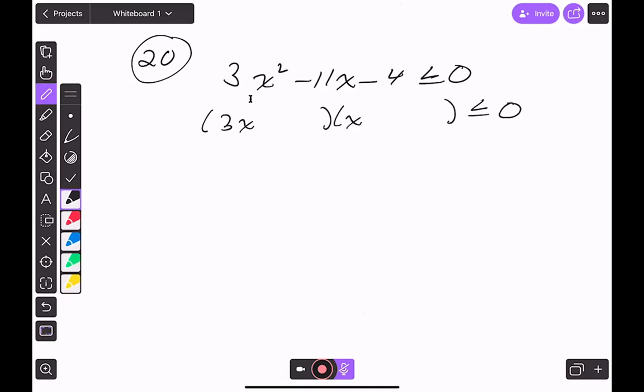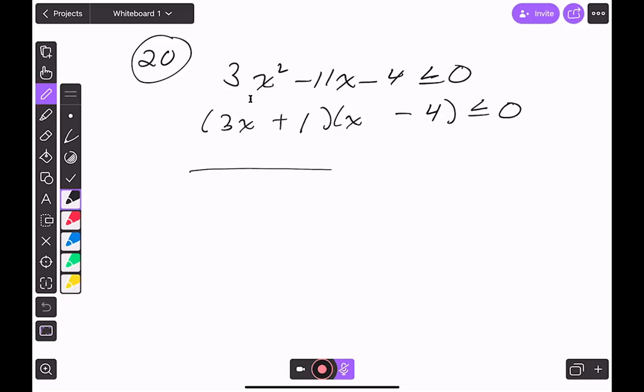I'll say 3x and x would give me 3x squared. I'll say I need a 4. I'm going to put a 4 and a 1, and minus and plus, and let's just see if that works out. What do you get? 3x squared. Looks pretty good. Minus 12x plus 1x, minus 11x. That looks pretty good. And we do get minus 4.